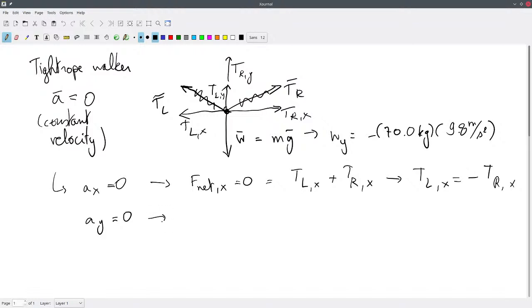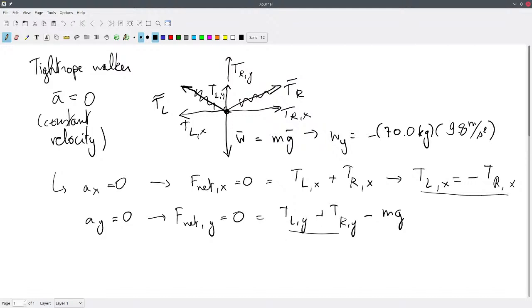The y component now tells us that the net force in the y direction must be equal to 0. And that is equal to TLy plus TRy minus m times g. So now the next step is, how do we relate these two equations to each other? Or how do we relate the x components of the tension to the y components of the tension?